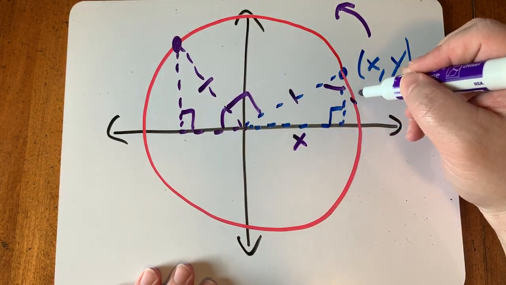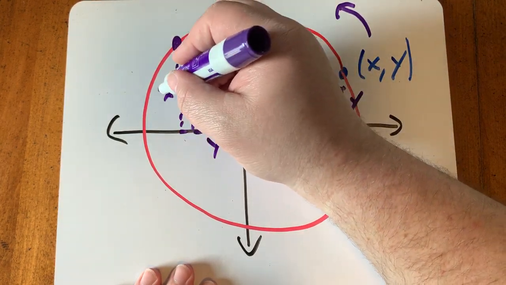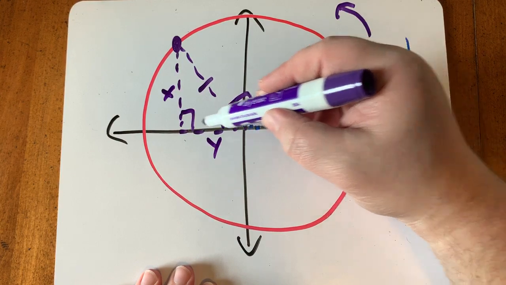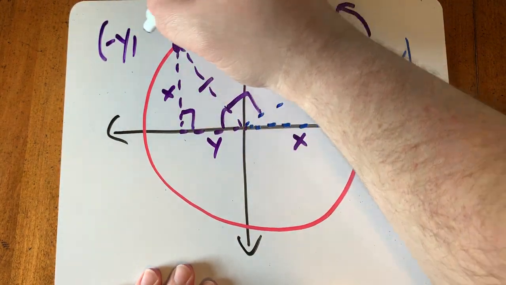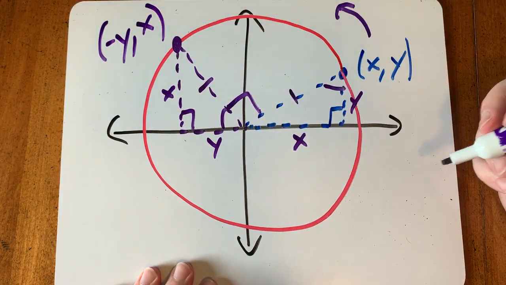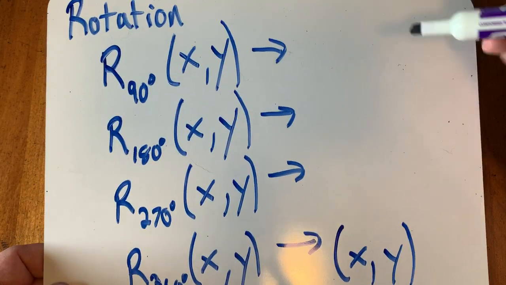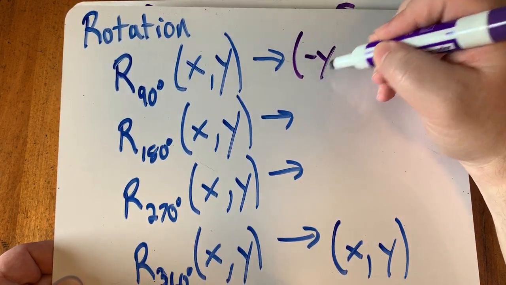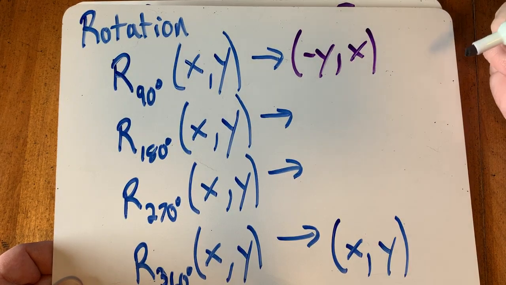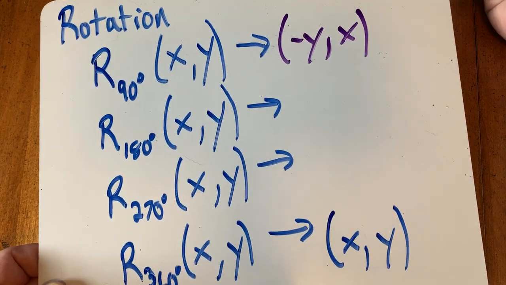This was x, this was y. So this is y, this is x. So we're going y in the negative direction and x in the positive direction. So that means when you rotate 90 degrees, it's negative y, comma x. You swap the coordinates and then change the sign of the new x.